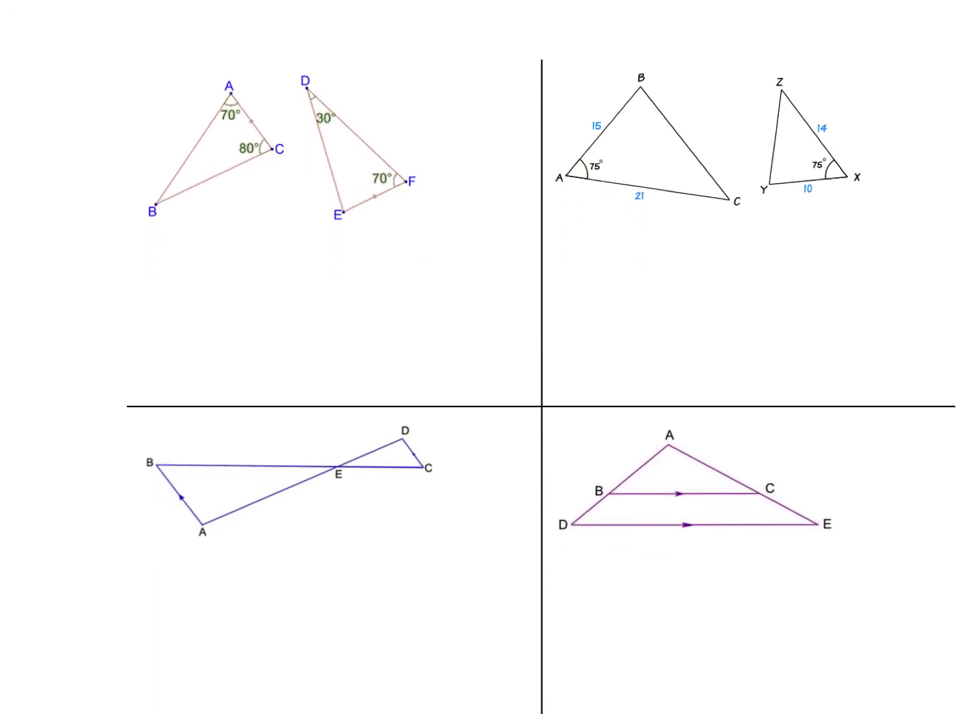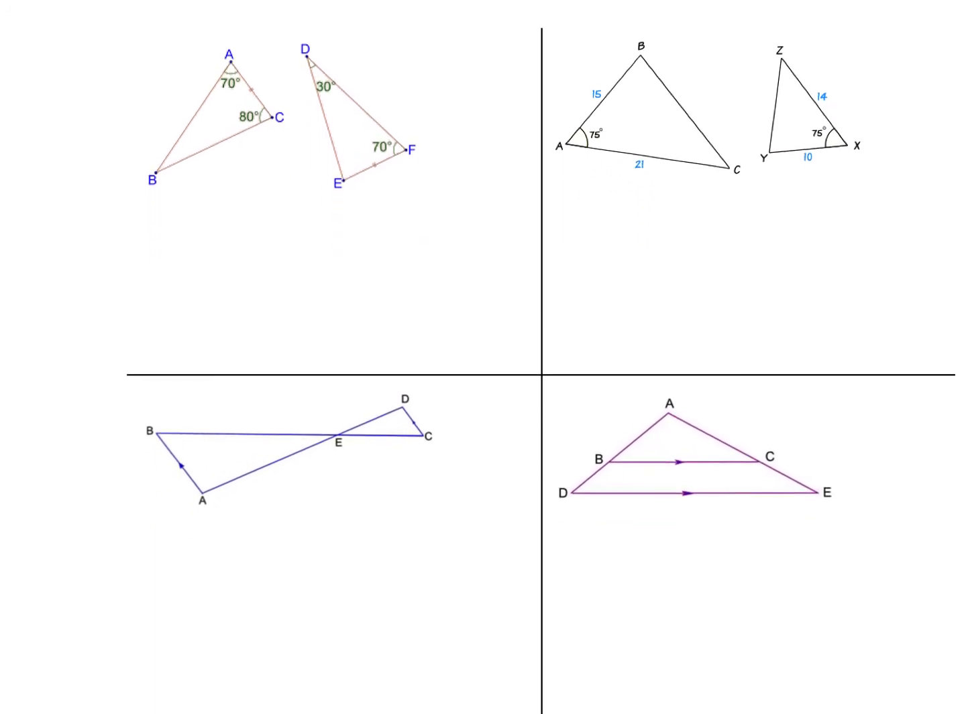Let's try another one. So I have triangle ABC and triangle DEF, and I have some angles given to me. Right away, I see A and F match. And I see all angles given, no sides, so I'm thinking this is the angle proof. So angle A equals angle F. And then I notice the other pair of angles that are given to me, the 80 and the 30, they definitely don't match.